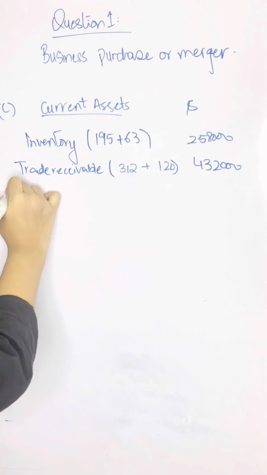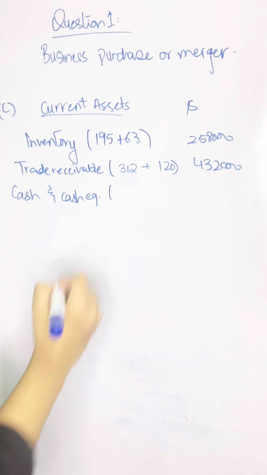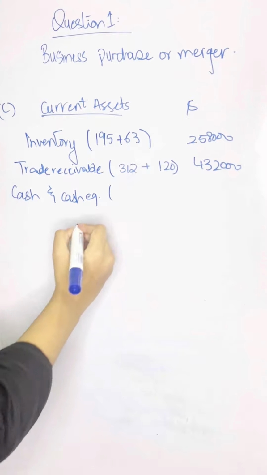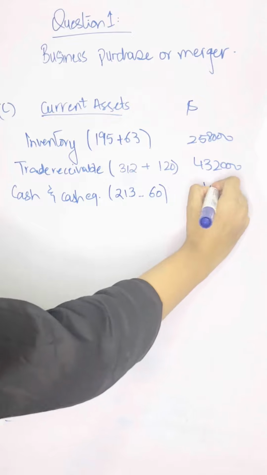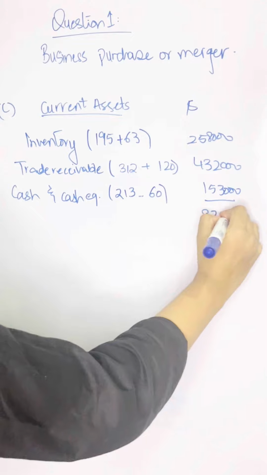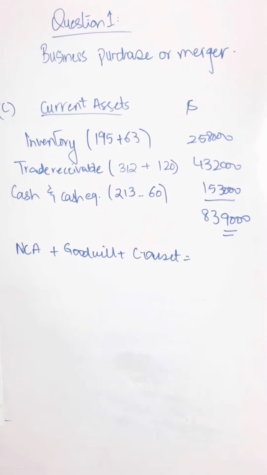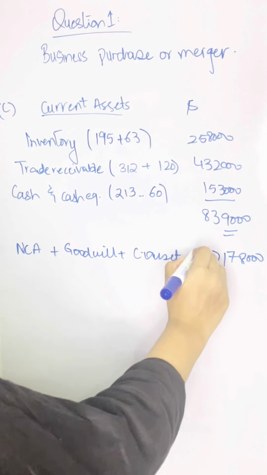And then lastly you have cash and the cash equivalents. Now you need to remember that P Limited paid 60,000 to the business, which means that you're supposed to subtract 60,000 from the cash equivalents. 213 existing minus 60,000, which means 153,000 is the cash. The total of the current asset section is 893,000. So the total of the asset section, non-current asset plus goodwill plus current assets gives you 2,178,000. So this is the total assets.